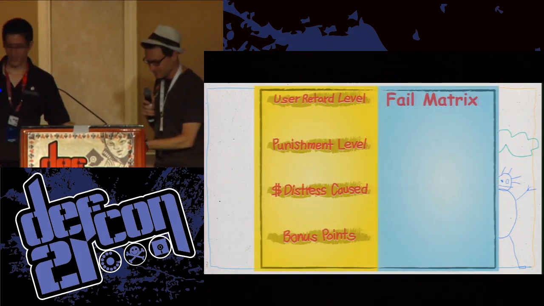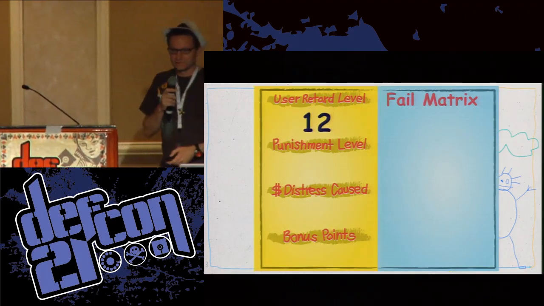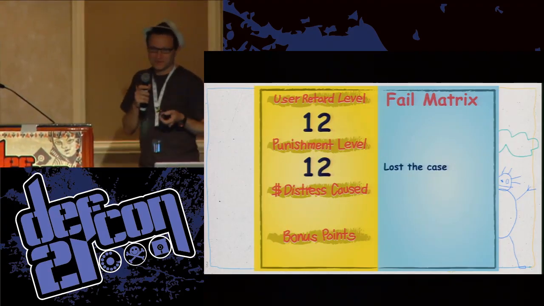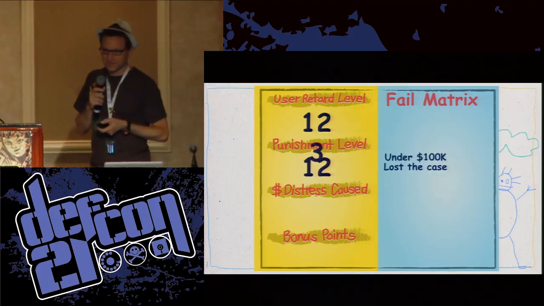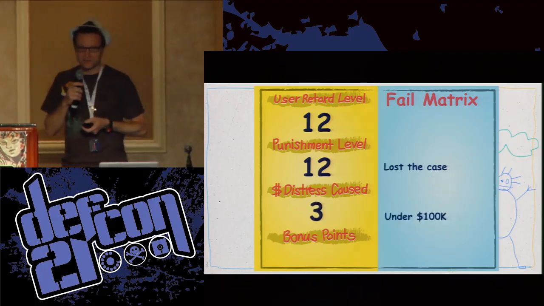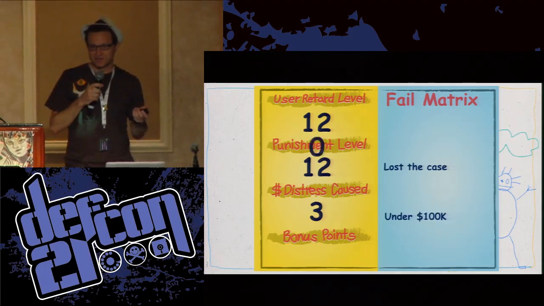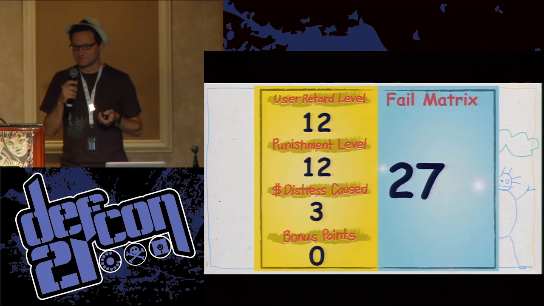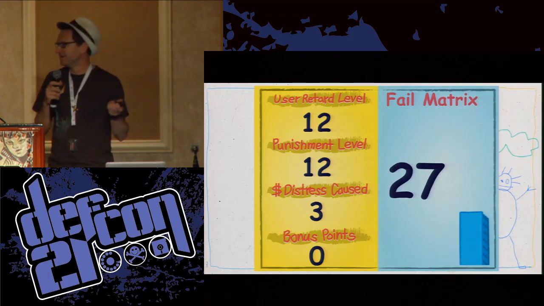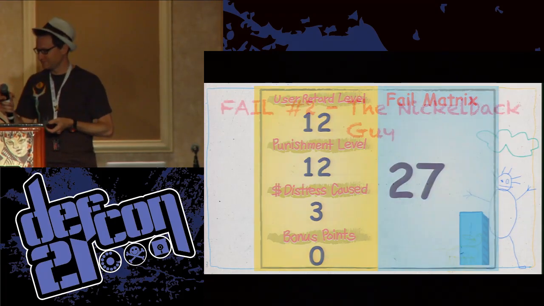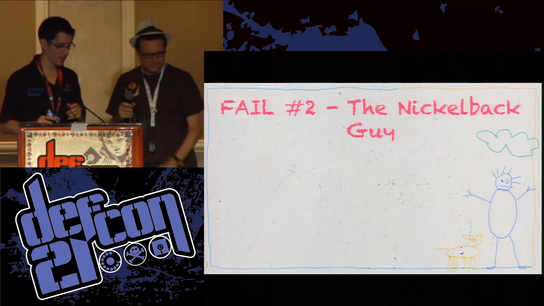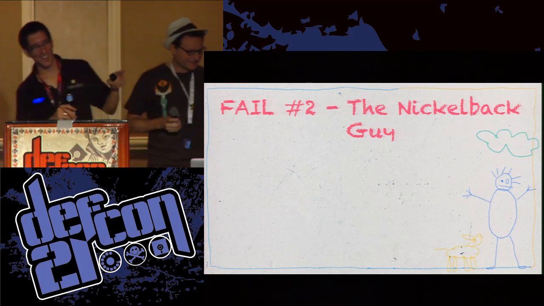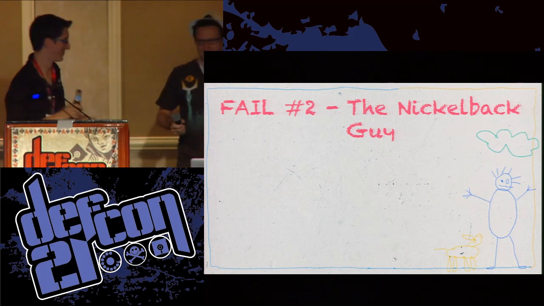All right. 12. Pretty retarded, I think. The guy lost the case. He got sued. Under $100,000, so not a huge amount of economic distress. And I didn't really give him any bonus points here because it just wasn't that good. So he gets 27. Actually, no. It's already failed. I think we can blame that guy who gave me the beer.